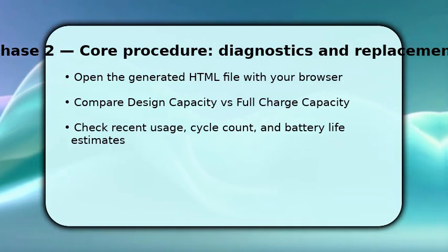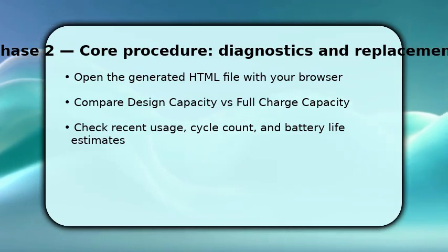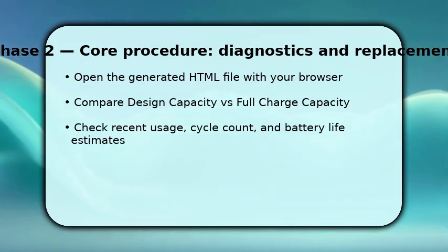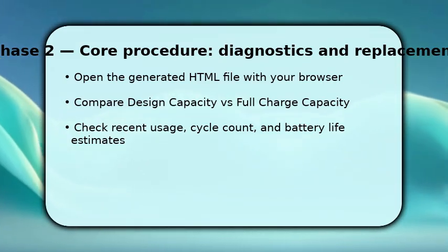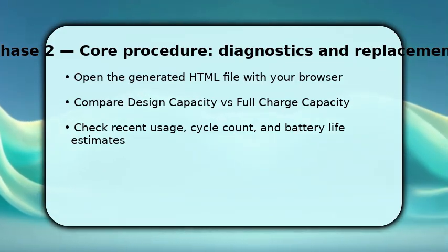Look under Installed Batteries and compare design capacity versus full charge capacity to calculate wear level. A lower full charge means reduced health. Then review recent usage and battery capacity history to see patterns and cycle count. These explain why runtime changed. Make sure to note the reported battery life estimates and how they align with your real usage.